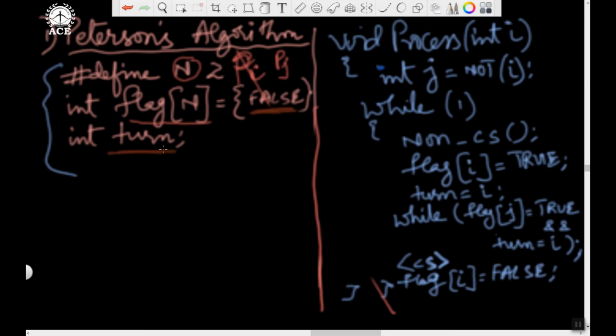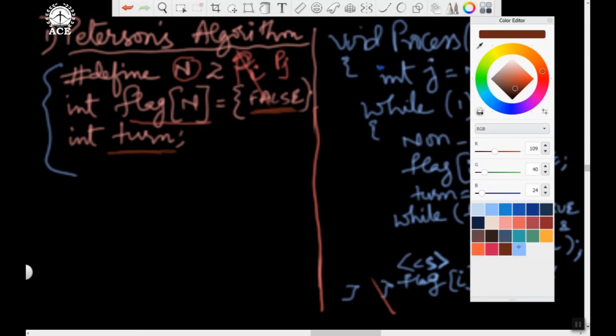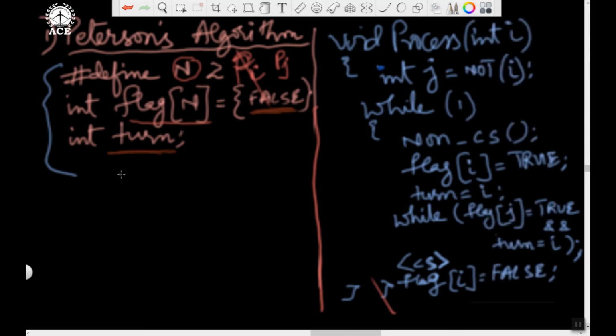Then we also have a variable called turn. Turn is going to indicate which process's turn it is to access the critical section. Suppose both processes are interested in entering the critical section, then turn will play the role of a toss. Whoever wins the toss will go to the critical section. Whoever loses the toss will wait.